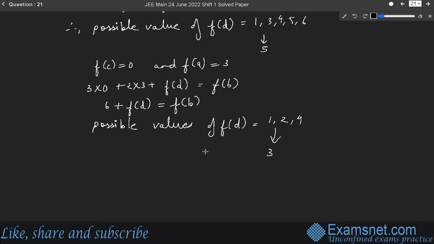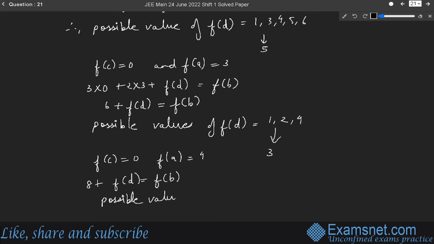Again, considering another case, when f(c) is equal to 0 and f(a) is equal to 4, then we can say that 8 plus f(d) is equal to f(b). So, possible values of f(d) will be 1, 2. So, total possible functions are 2 here.